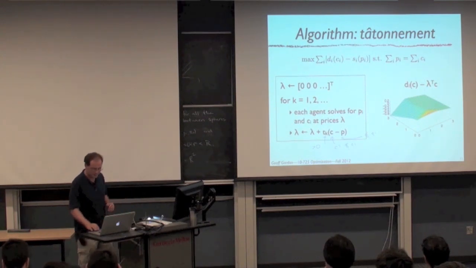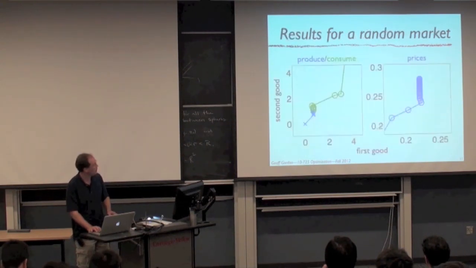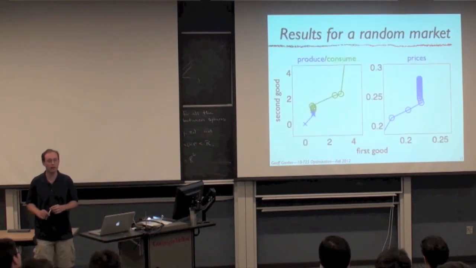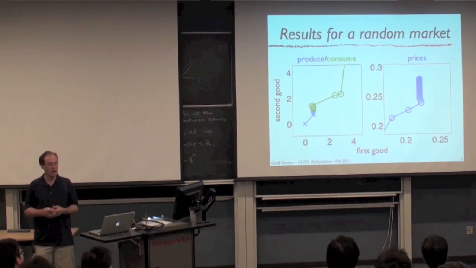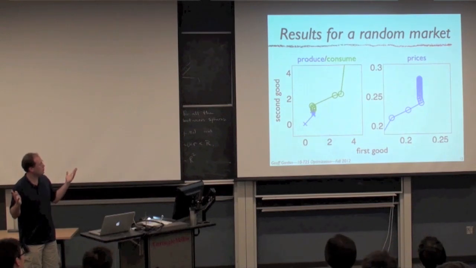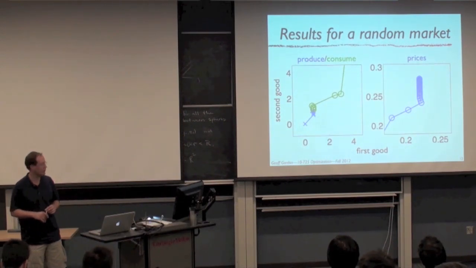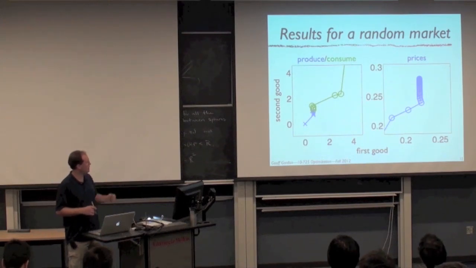Cool. So here's what happens if you actually run it. I generated a random market with a few agents, like 3, I think, and random supply and demand functions that looked like the plots that I showed you. And I ran the algorithm.